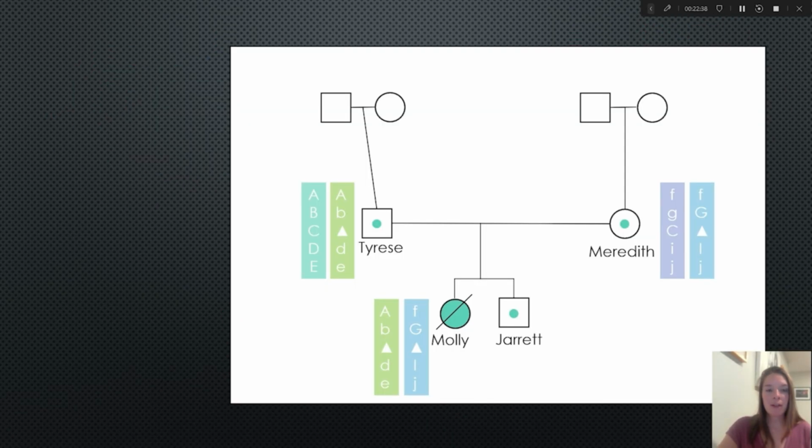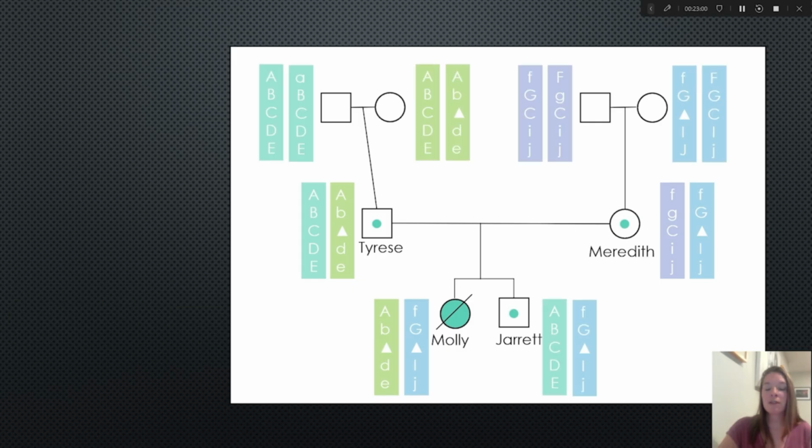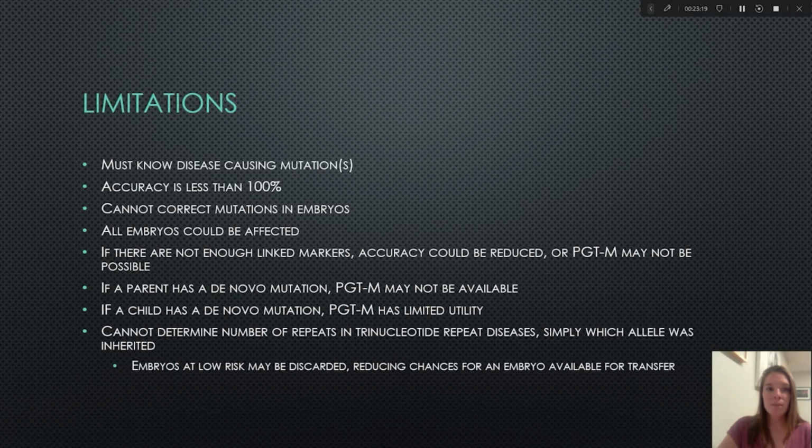Now we can put together the puzzle almost completely, and we can see the linked markers that Meredith and Molly share. If DNA samples from Molly were not available because the family structure was different, or maybe because a couple is identified on expanded carrier screening before they start trying to build their family, samples from Tyrese's and Meredith's parents or parent, depending on the situation, could be used to complete linkage analysis.